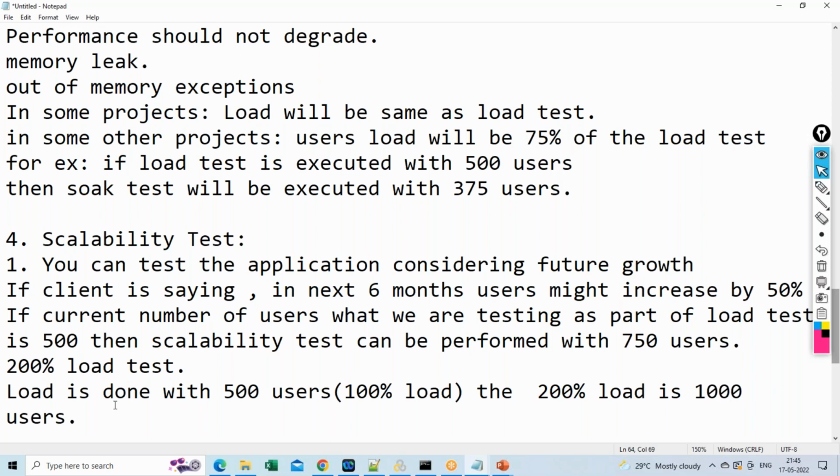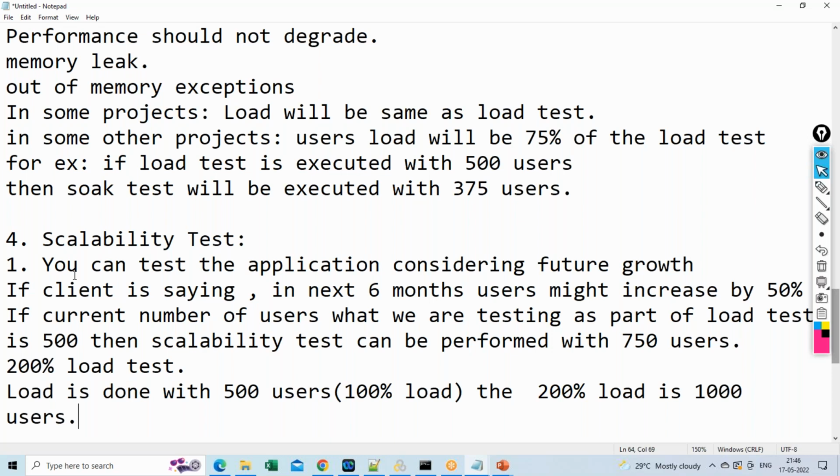Okay, you got to know one more important point apart from this: sometimes we have to test the max number of users it can support. Before that, I would like to add one more point, especially with respect to scalability test. Recently, maybe 1.5 years ago, we all know that we faced the pandemic, right?